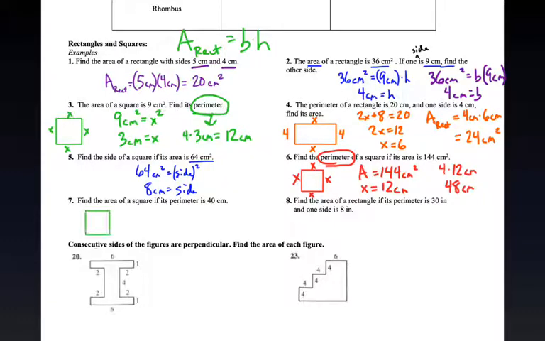Find the area of a square if its perimeter is 40. We can go the opposite direction. If the perimeter is 40, 4 sides added together equal 40, so 40 divided by 4, each side is 10. 10 squared is 100 centimeters squared.